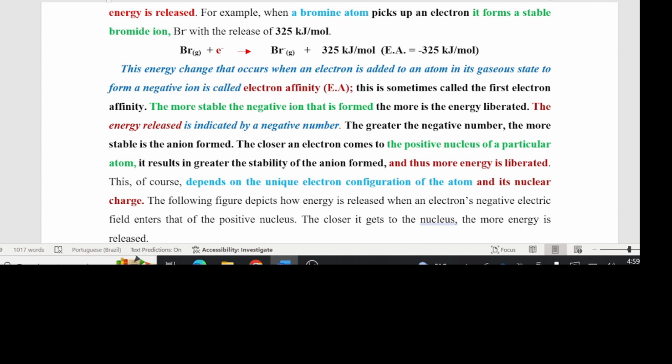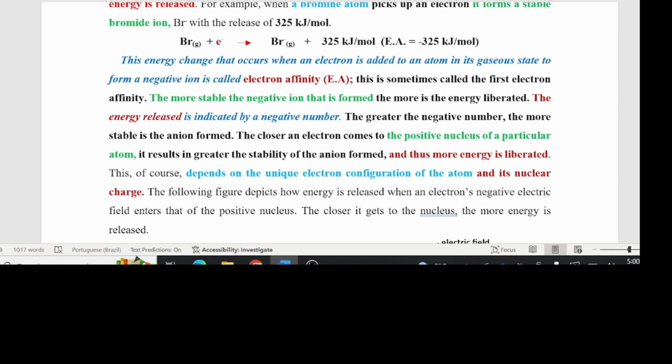This is a gaseous bromine atom, and it picks up an electron here, and you form an ion of bromide, plus that amount of energy. We say EA is equal to negative, because it's an exothermic reaction. You'll do this concept in grade 12 chemistry, where you do enthalpy changes. And if it is an exothermic reaction, it is given a negative sign. So that's the amount of energy that is released when 1 mole of bromine atoms pick up 1 mole of electrons. Okay?